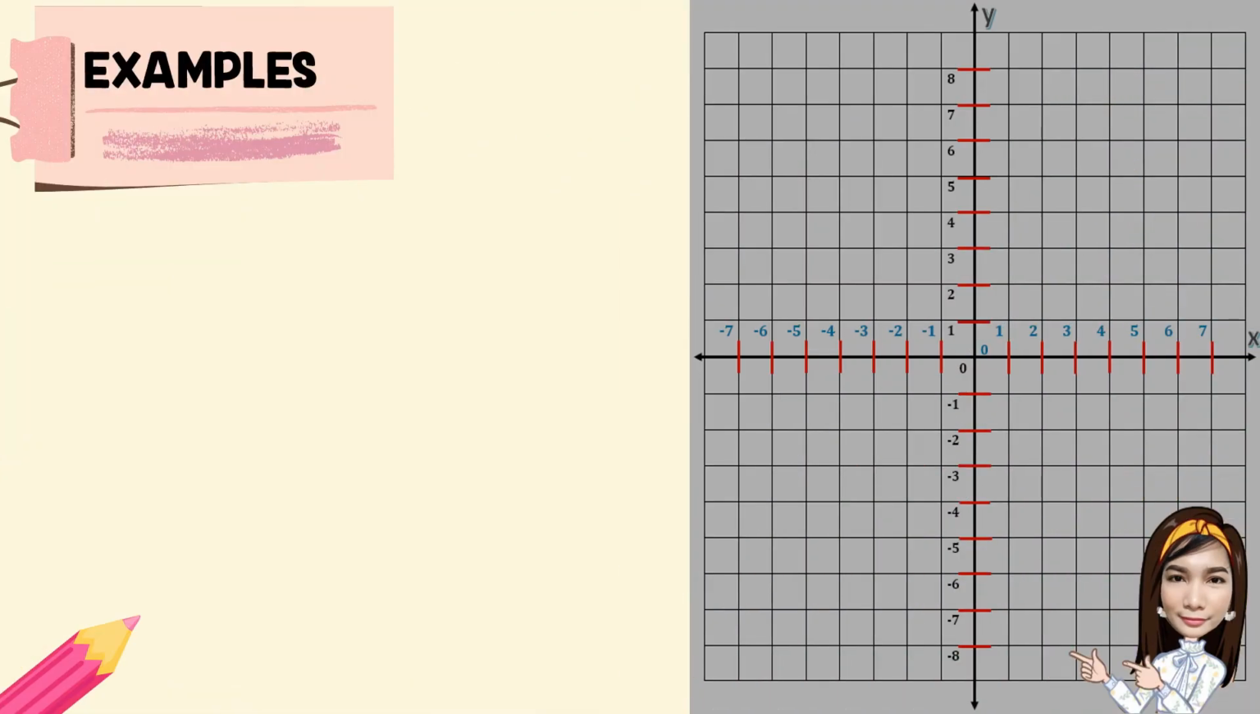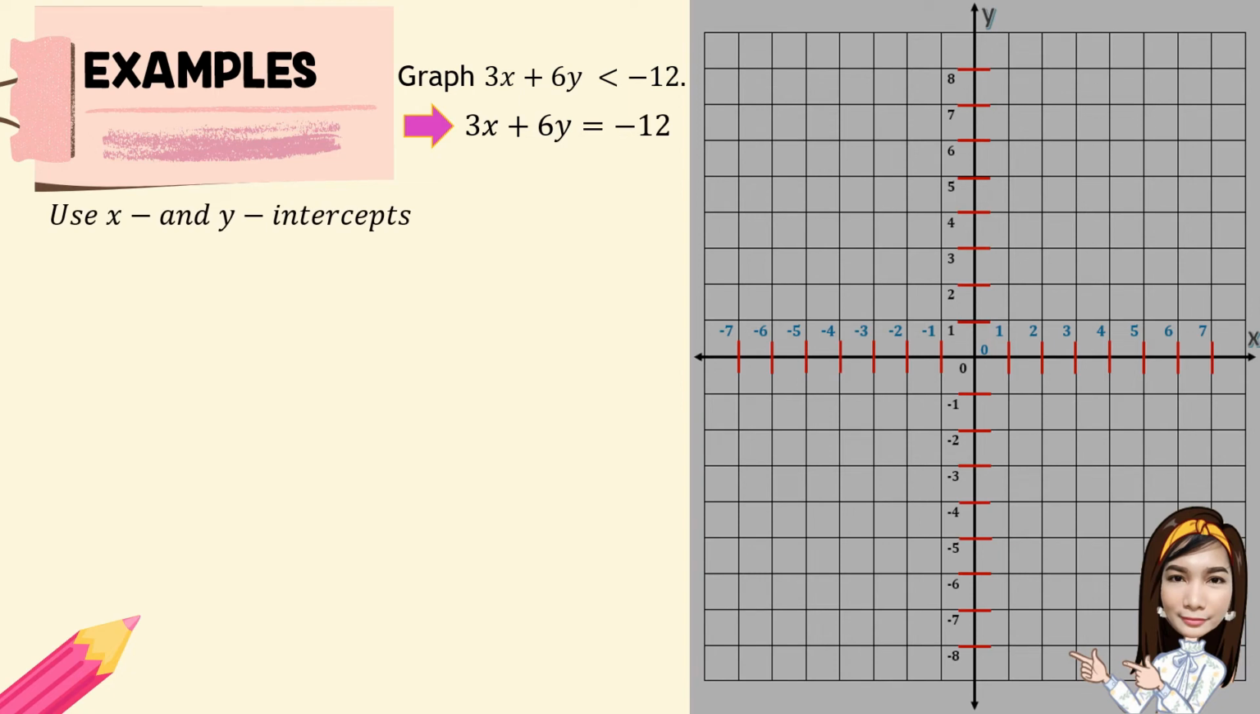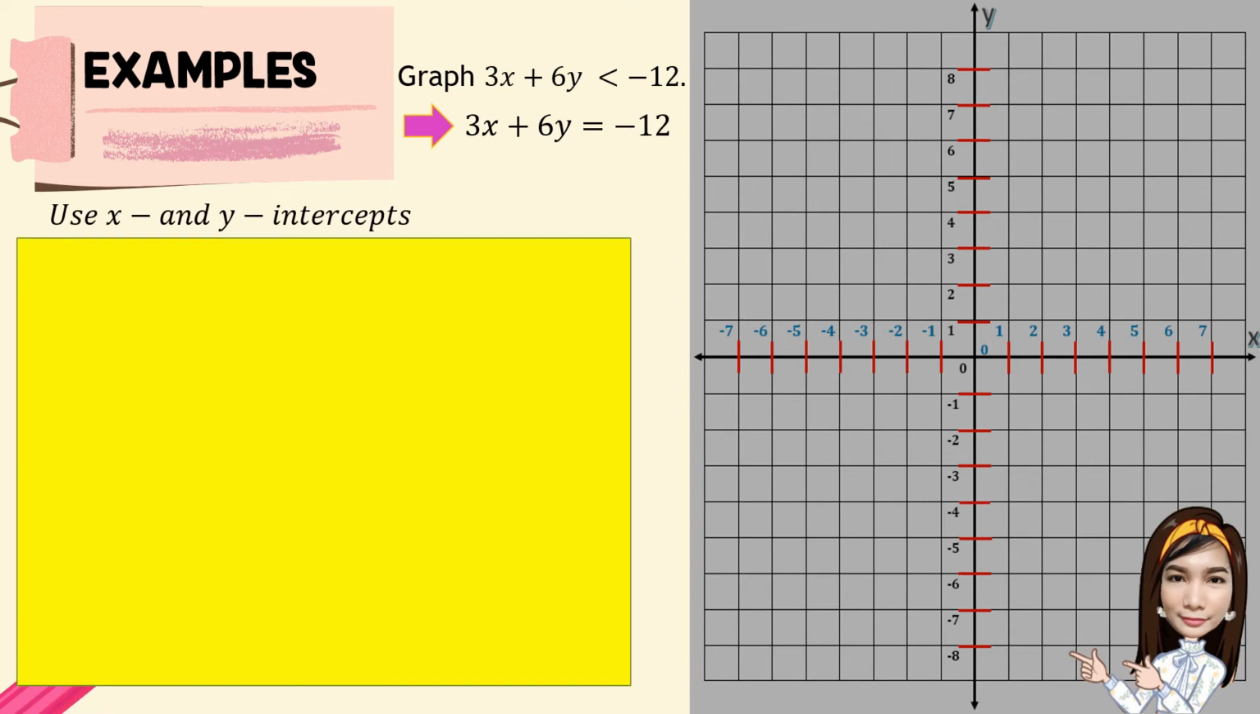Another example, we have graph 3x plus 6y is less than negative 12. First, we're going to rewrite it as an equation. So we have 3x plus 6y equals negative 12. Then use x and y intercepts. Now to get the x-intercept, let y equal 0. Then write the equation 3x plus 6y equals negative 12. Then substitute the value of your y, which is 0.